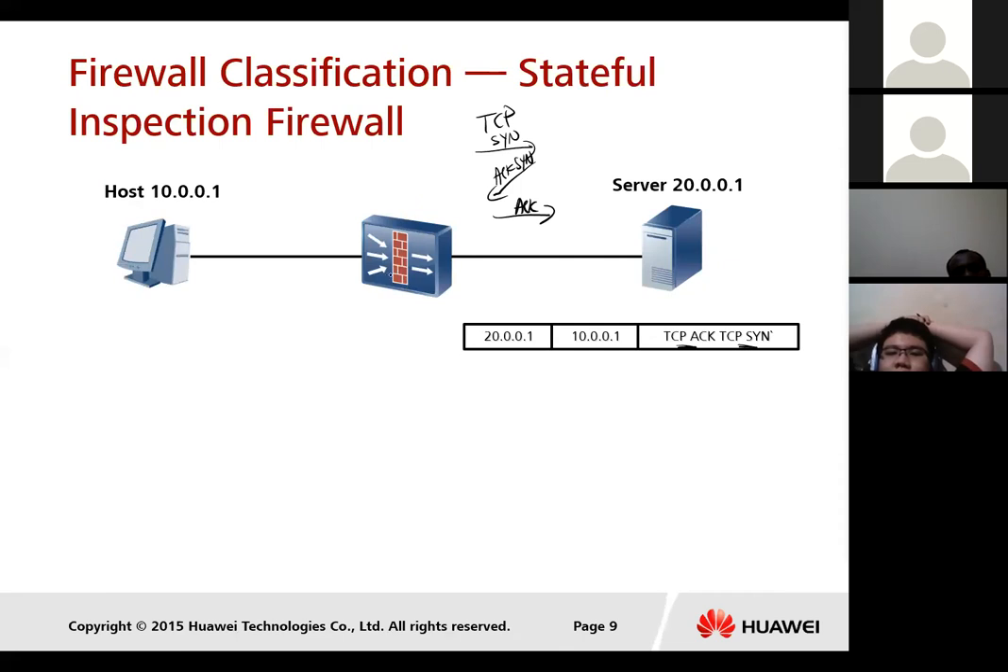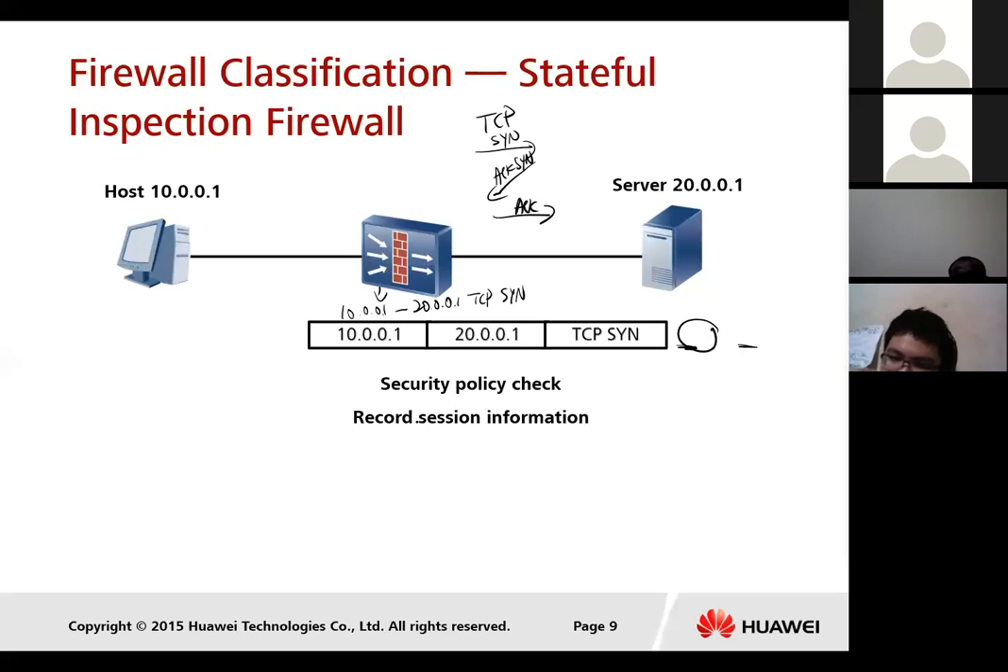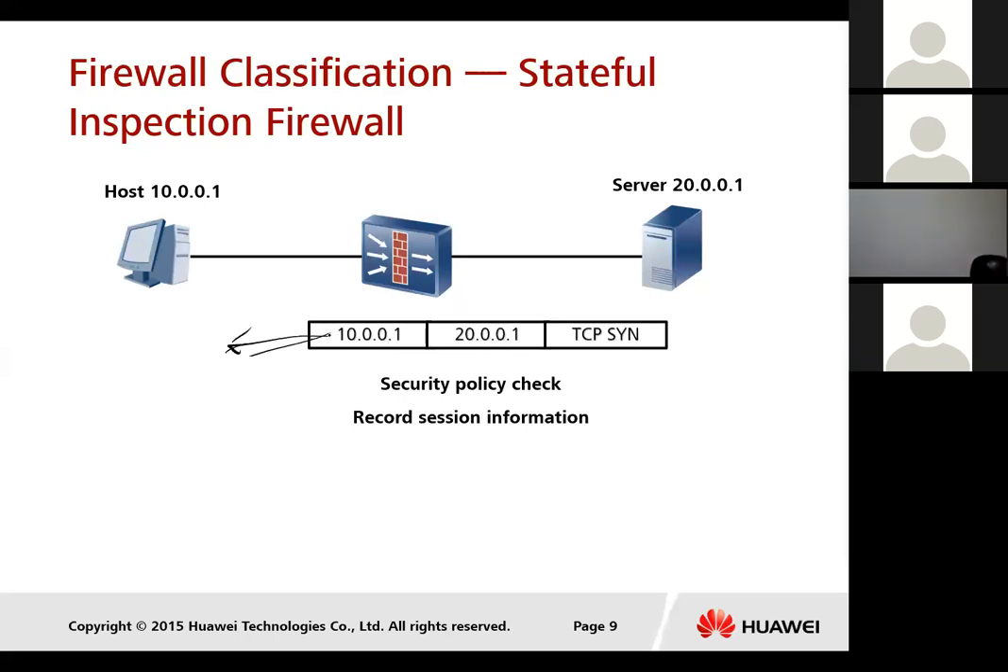After I send it, the firewall itself keeps a record saying that from 10.0.0.1 to 20.0.0.1, a TCP SYN has been sent out. When the server sends back the reply, the firewall does the security policy check and compares the session information. Whatever I receive, I need to compare back to my session, to make sure it comes from the correct source and destination. When this is confirmed, only then can the message be sent back to the host.